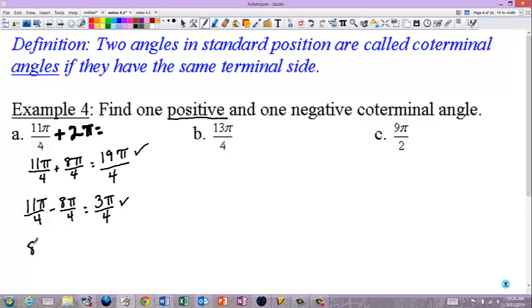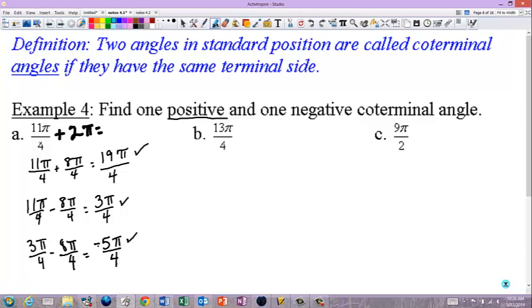So I take my 3 pi over 4 that I just got, and I subtract it again. What am I doing? I'm spinning my circle twice in a negative direction. 3 take away 8 is negative 5 pi over 4. So you just do it until you get one positive and one negative.